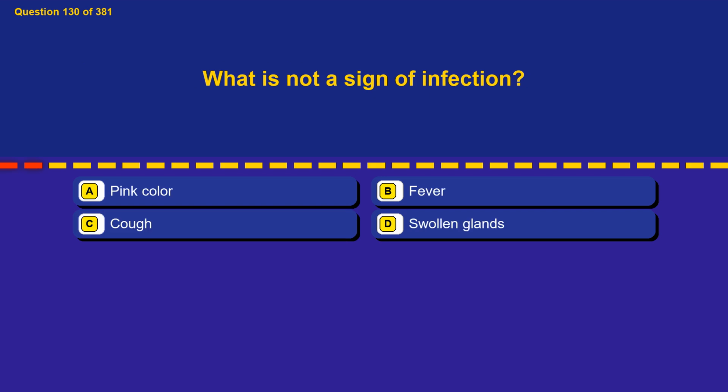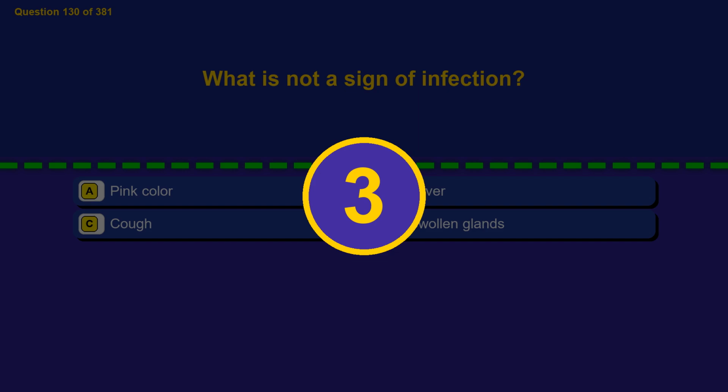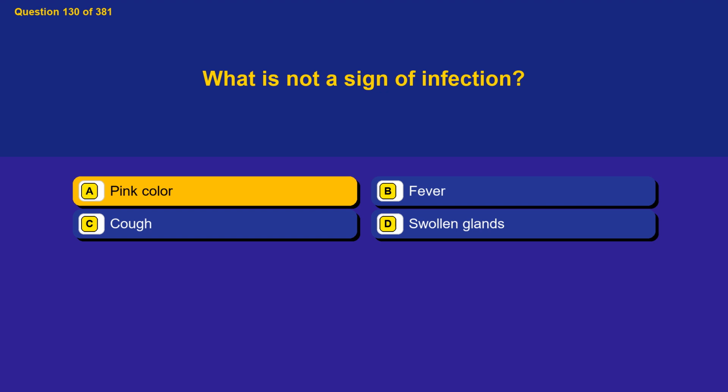Question 130. What is not a sign of infection? Option A, pink color. Option B, fever. Option C, cough. Option D, swollen glands. The correct answer is option A, pink color.